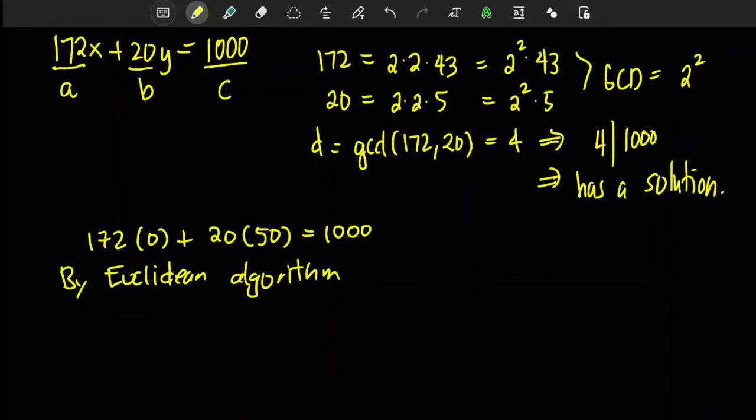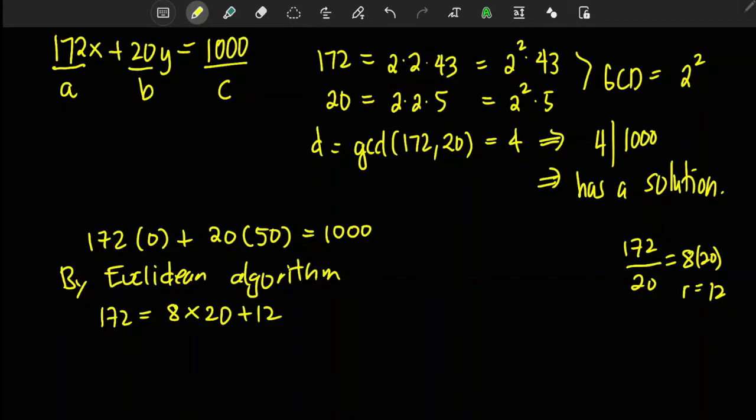First, we get the bigger number, and then we divide it by the smaller number, and we try to find the value of the quotient and the remainder. So 172 divided by 20 is 8.6. So more or less, you can get at most 8 times 20. So that's 160. So the remainder is 12. So 172 can be written as 8 times 20 plus 12.